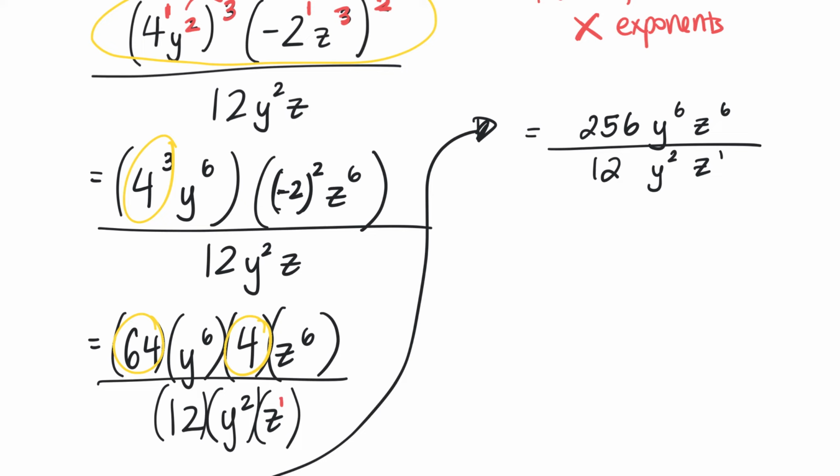We are dividing powers with the same base. Well, I can simplify 256 over 12. I'm just going to write it in lowest terms rather than putting it as a decimal since it's not a nice clean number. So I'll reduce this to 64 over 3. And then we have y to the power of 6 divided by y to the power of 2. When we're dividing powers with the same base, we subtract the exponent. 6 take away 2 is 4. And then again, same thing, z to the power of 6 divided by z to the power of 1. Don't forget the 1 would be 6 take away 1, which is 5.